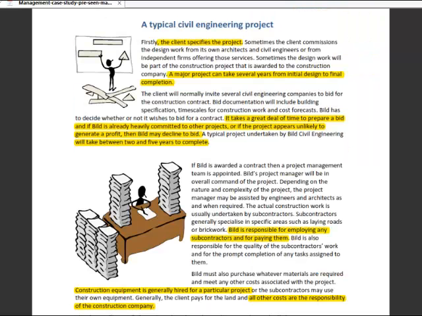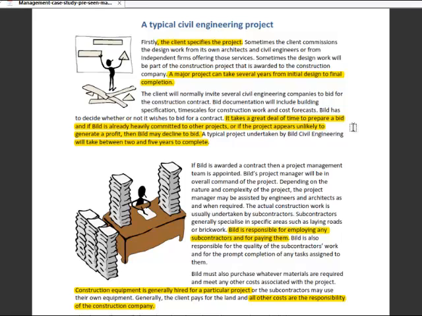Page 3 describes a typical civil engineering project. It's driven by client specifications, and we're told a major project can take several years from design to final completion. So these are not short-term things. As anybody who's done tendering will know, it takes a great deal of time to prepare a bid, and if Build is already heavily committed to other projects, or if the project appears unlikely to generate a profit, then Build may decline to bid.